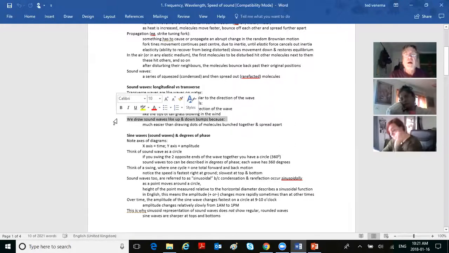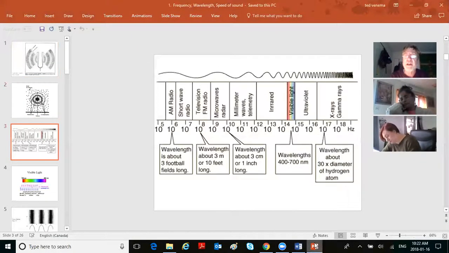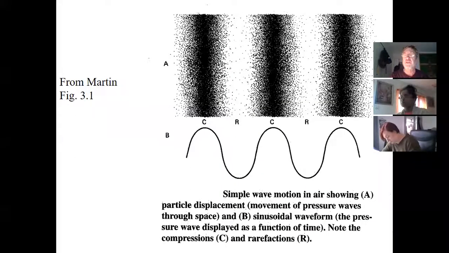We draw sound waves up and down like bumps because it's easier. And that's this slide here. But please don't think sound waves go up and down, because they don't. Water waves go up and down. Those are transverse waves. Sound waves are longitudinal waves.